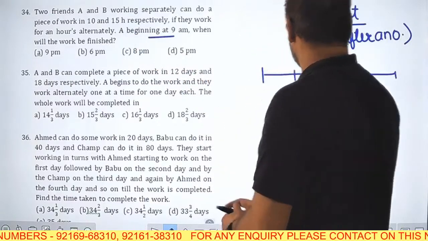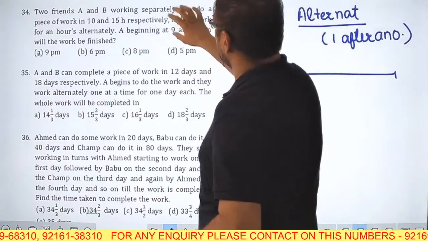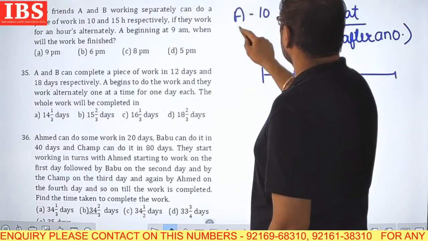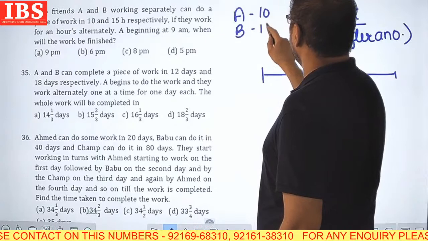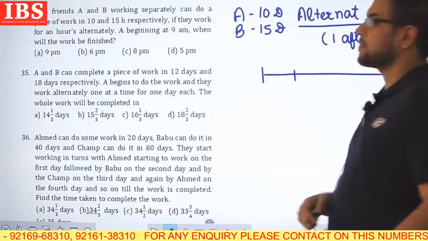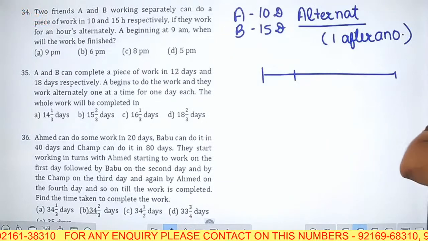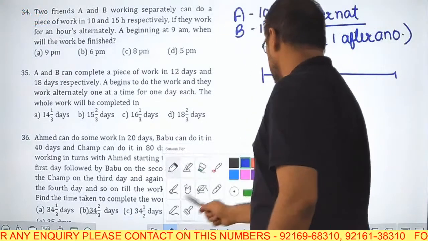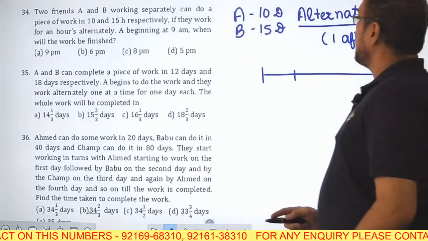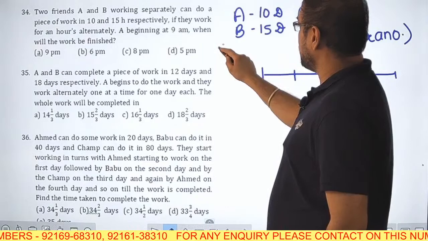Let's not focus on this question. Let me give you one question. A does the work in 10 days, bache. B does the work in 15 days. Okay, A does the work in 10 days and B does the work in 15 days. Let's see what happens. They come alternately, starting with A.